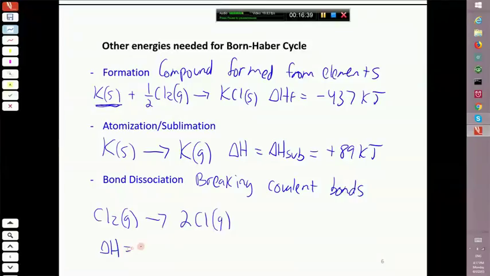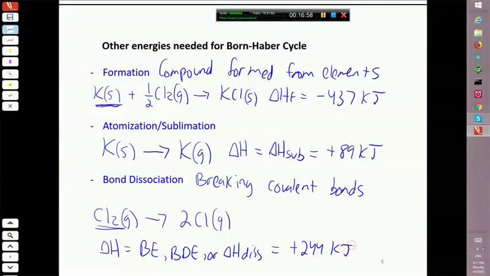So this delta H is referred to as the bond energy. It has a few different names: bond dissociation energy, or sometimes just delta H of dissociation. But it's equal to the amount of energy required to break a chlorine-chlorine bond, and in this case is plus 244 kilojoules for Cl2. Okay? So these are the other 3 terms we need.